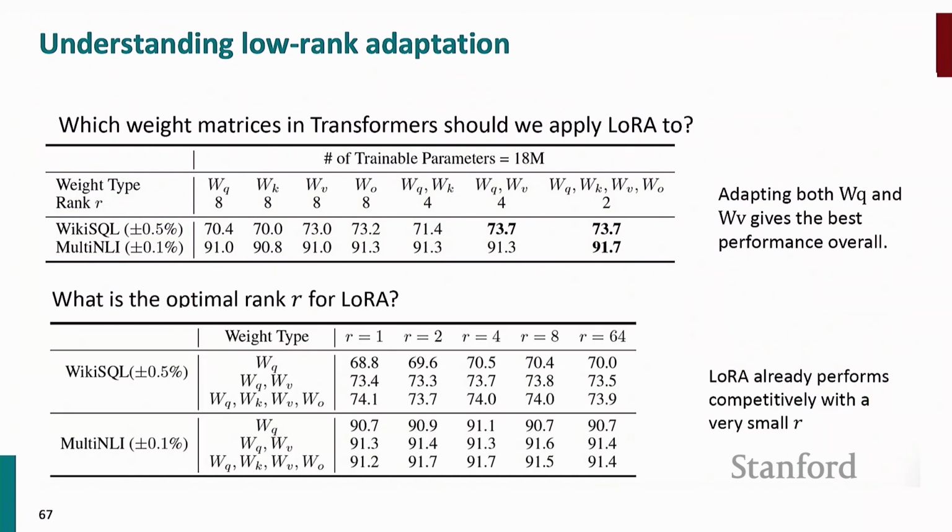The other hyperparameter for LoRA is the optimal rank. Recall that these two matrices, B and A, are both low rank. It turns out that already with a really small rank, you can get pretty high performance. And this is much, much smaller than the hidden state dimensions of the matrices for most models these days.